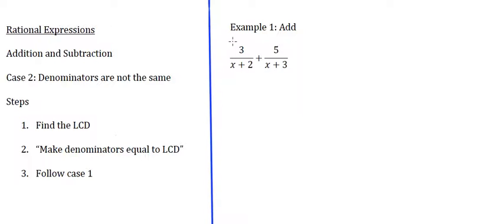Okay, so let's consider this example 1. Suppose they say add 3 over x plus 2 plus 5 over x plus 3. We're going to follow the steps. Step 1 says find the LCD, this common denominator. What is the LCD for x plus 2 and x plus 3? Since these two factors are not related by any common factor or any common divisor, the LCD is just the multiplication, x plus 2 times x plus 3. Good. Alright, now step number 2.